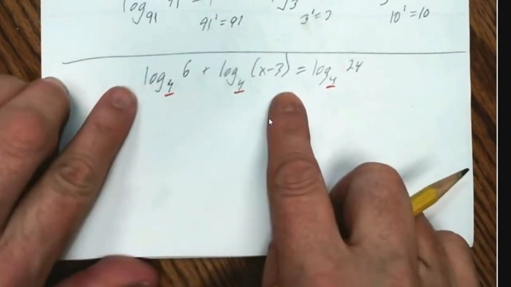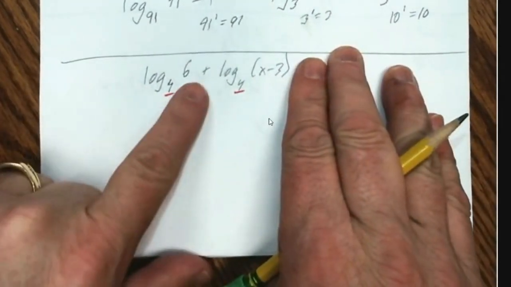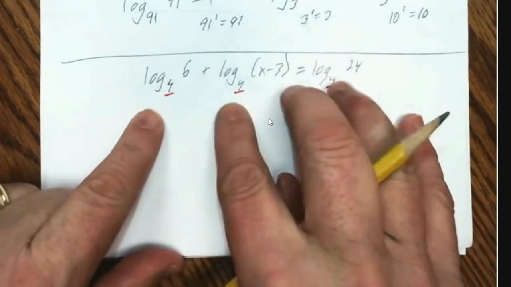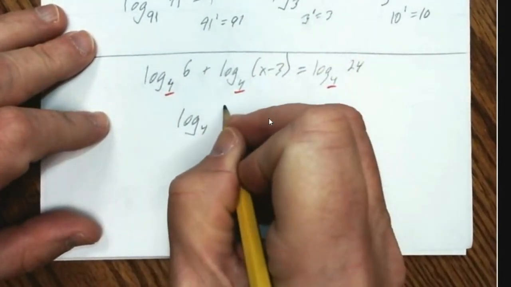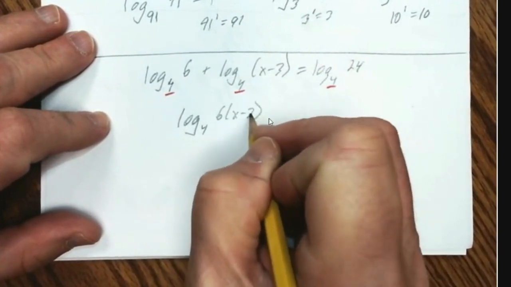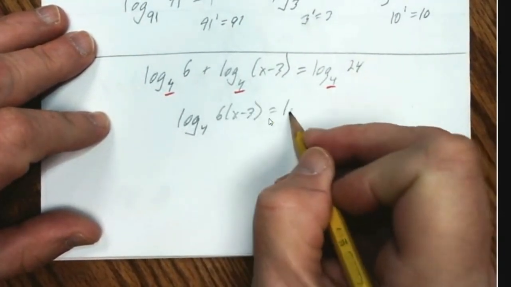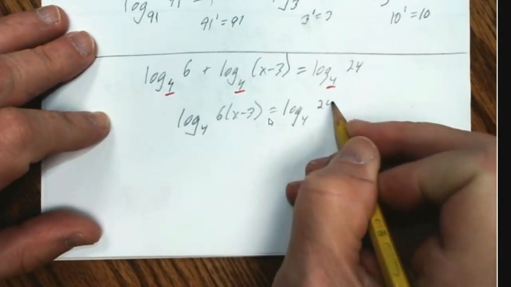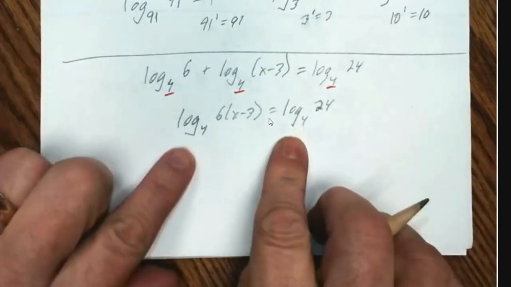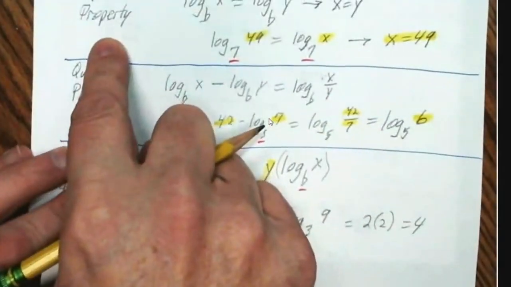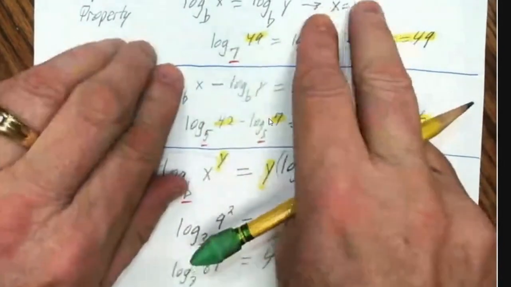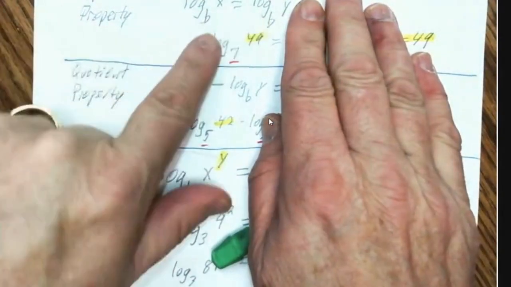So now on this side of the equal sign, we've just got an addition between 2 logs of the same base. That means we can multiply these. So that's the same as log base 4 of 6 times x minus 3. On the other side, we have log base 4 of 24. Oh, what is this? Well, this is the equality property, the duh property, right? If they're both the same base, log base b of x equals log base b of y, x must equal y.